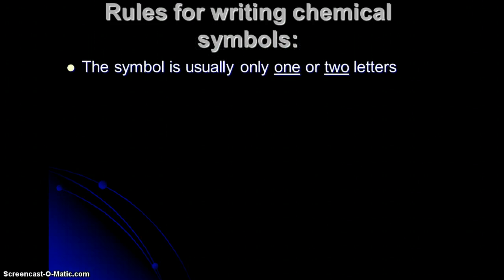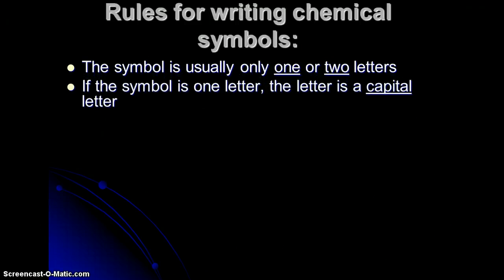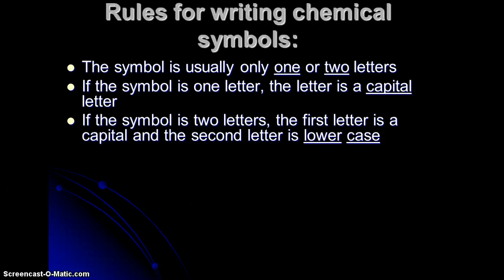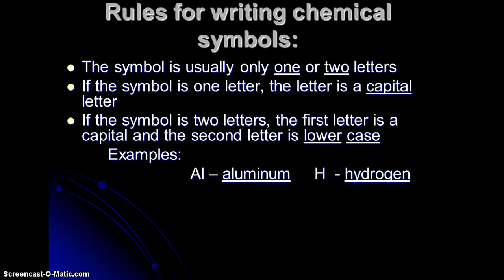Then we talked about some rules for writing chemical symbols. The symbol is usually only 1 or 2 letters, and if the symbol is 1 letter, the letter is a capital. If the symbol is 2 letters, the first letter is a capital and the second is lowercase. Just like you would write your name, the first letter of your name would be a capital. Examples were aluminum, hydrogen, calcium, and lead.